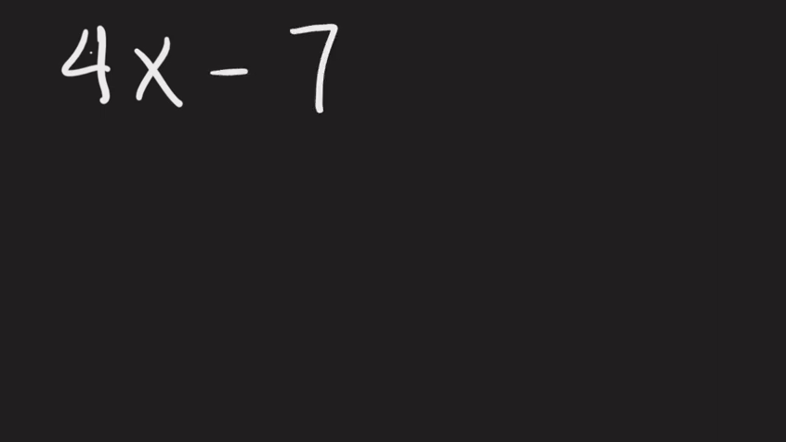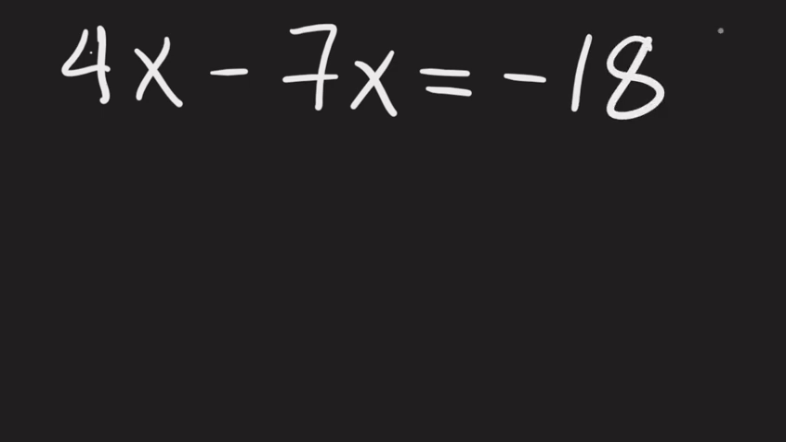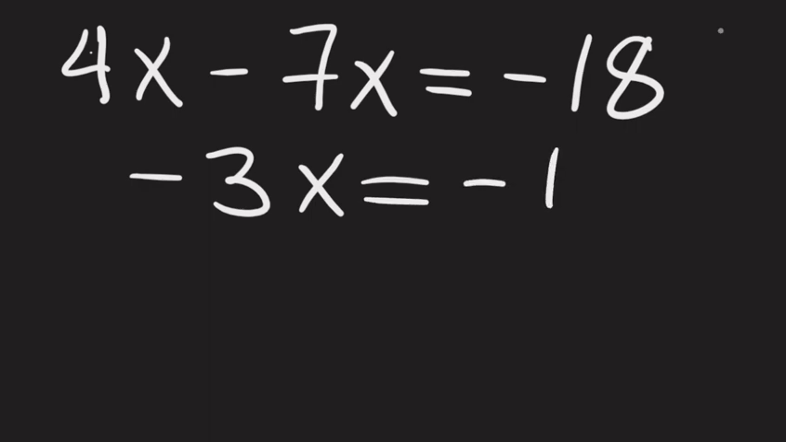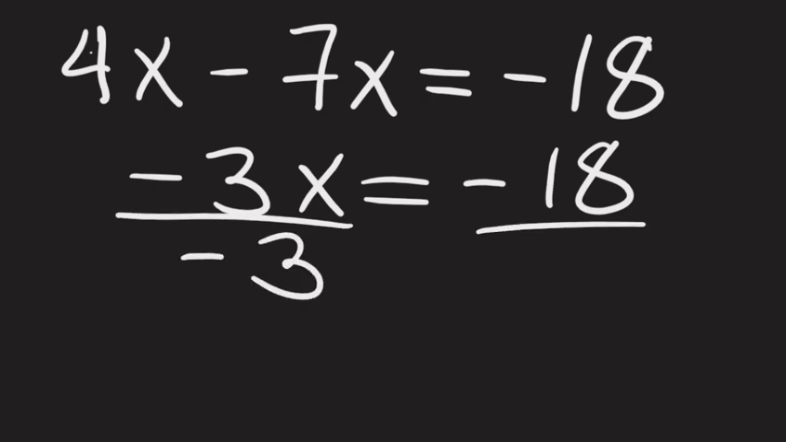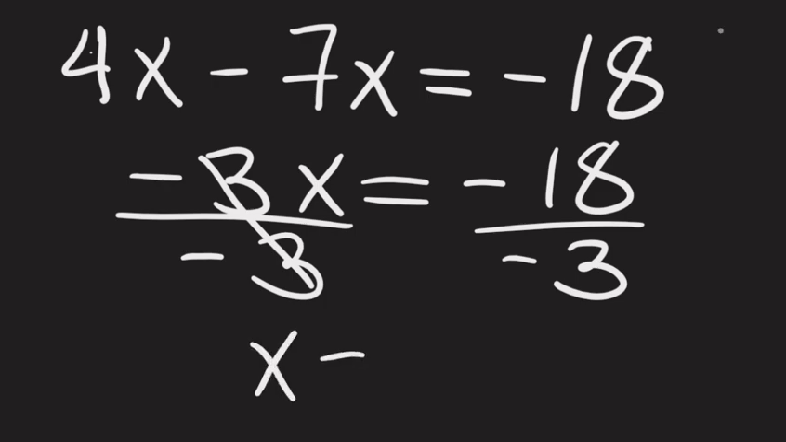Next, we have 4x minus 7x equals negative 18. We can combine 4x and negative 7x. That will give us negative 3x equals negative 18. To get x by itself, we divide both sides by negative 3. And we end up with x equals 6.